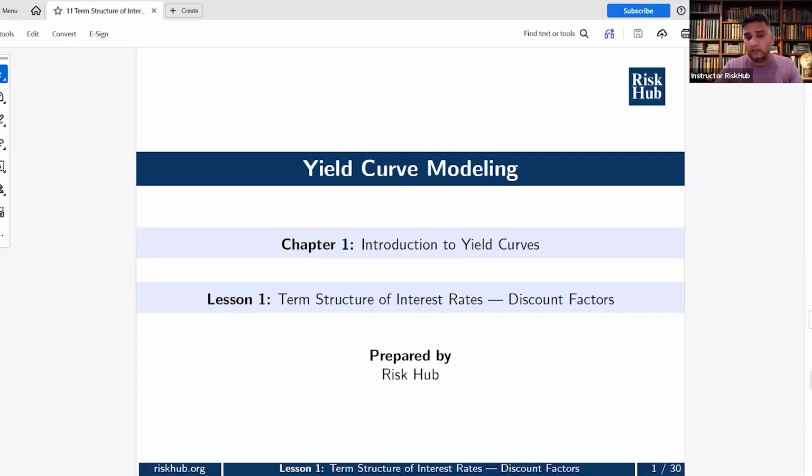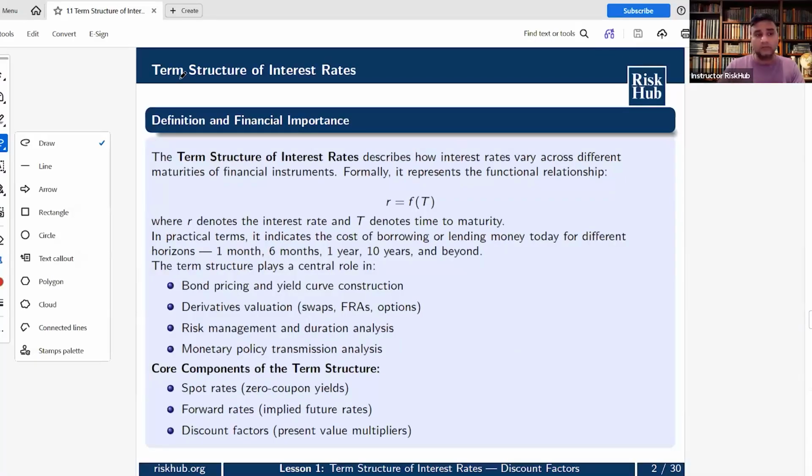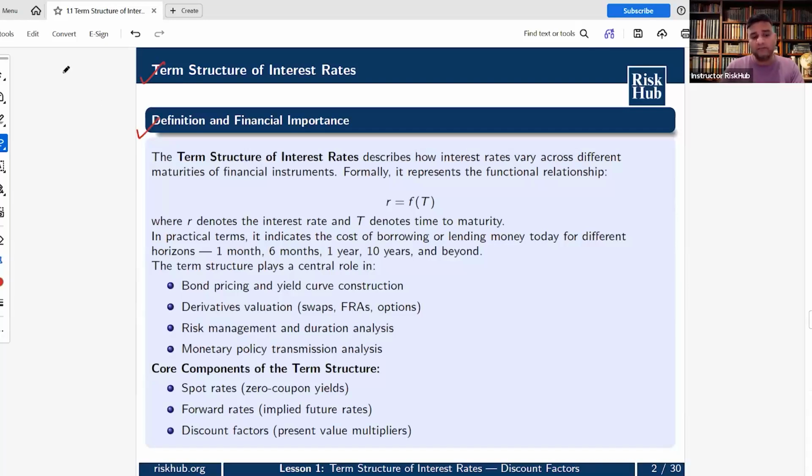Let's dig deeper, understand more. When we talk about the term structure of interest rate, let's talk about the definition and financial importance. What's given on the slide: the term structure of interest rate describes how interest rate varies across different maturities of financial instruments. Formally, it represents the functional relationship given by this equation, R is equal to a function of T, where R denotes the interest rate and T denotes the time to maturity.